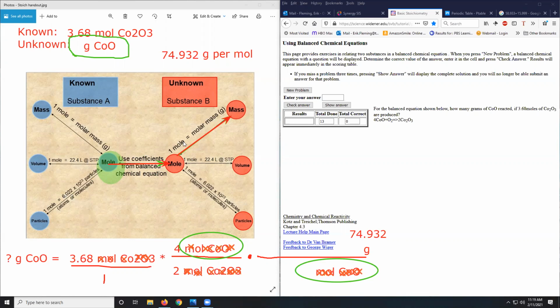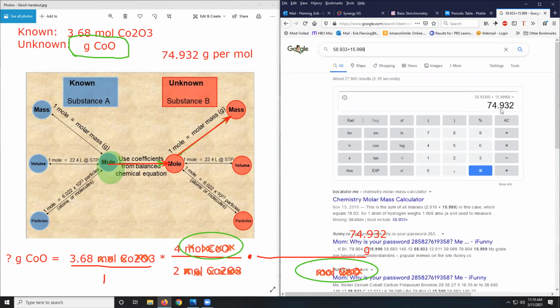This last step, you just punch it all into a calculator. Oop, wrong thing, undo. So let's clear it. I've got 3.68 times 4, then times 74.932. Then I'm going to look at the bottom. I have a 2 on the bottom. There are a bunch of 1s, but I don't need to put them in. Divided by 2.